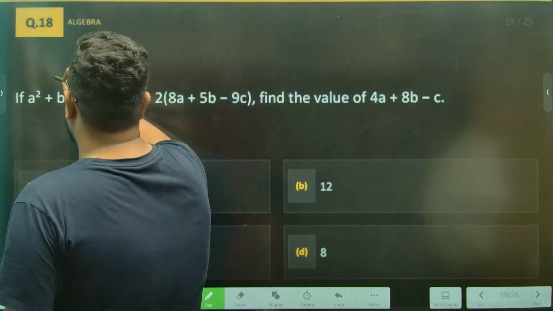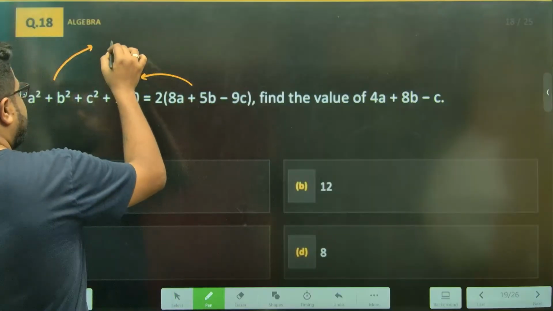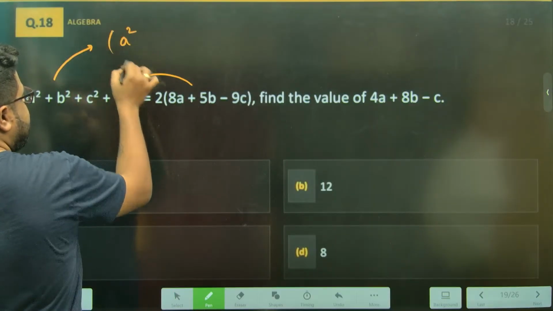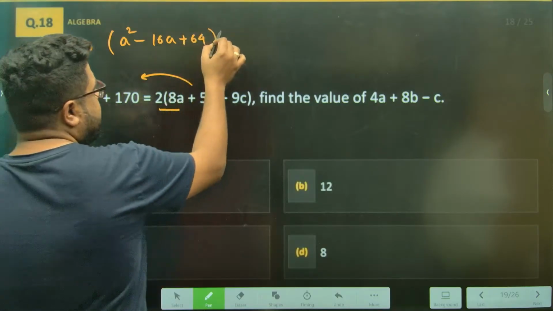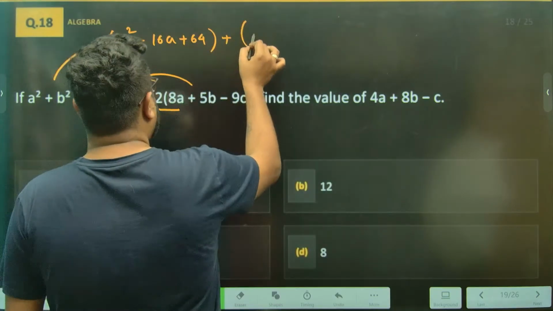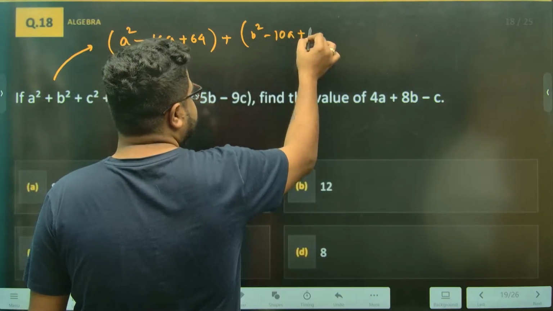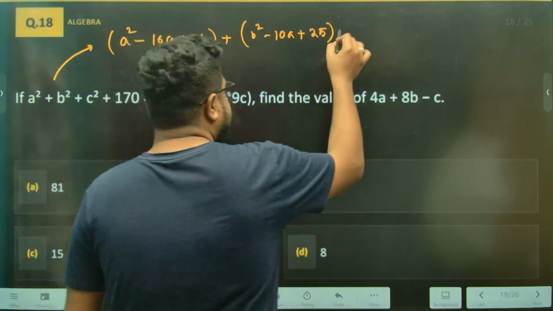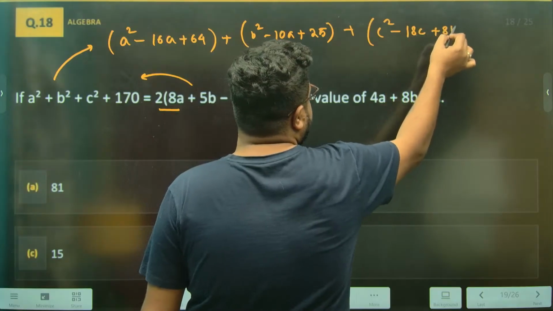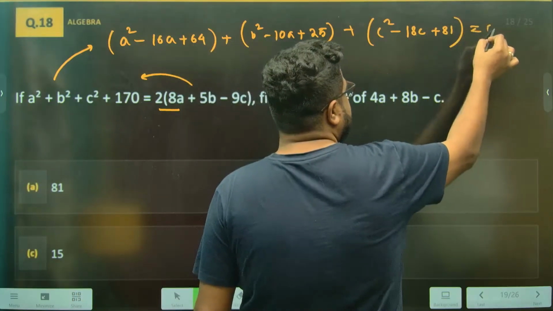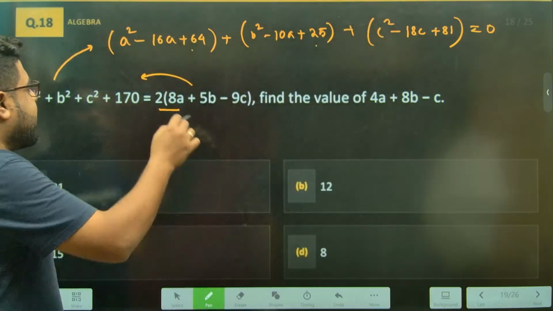This is a very good question, everyone. Remember, everything you need to take to this side. Again, shortcuts are there. I'm giving you the normal method, which will itself be a shortcut. A square minus 16A, meaning I need plus 64 in order to make it a whole square. Then B square minus 10B, meaning I need 25 here, 5 square, plus C square minus 18C, sir, meaning I'll need 81 to make it a whole square, that is equal to 0. If you have done it correctly, 64, 25, 81, add them, you will get 170, sir.